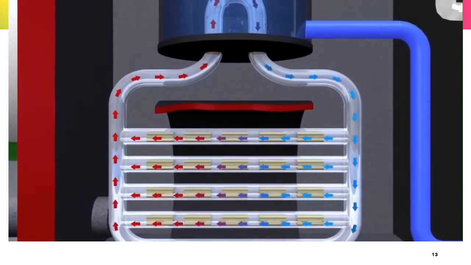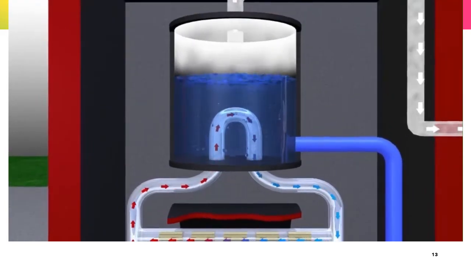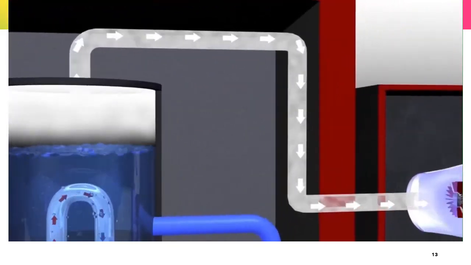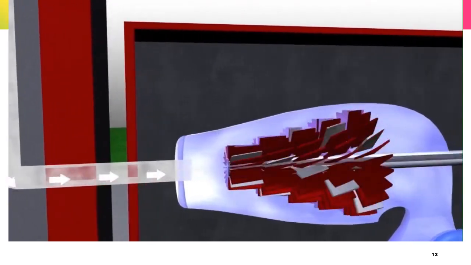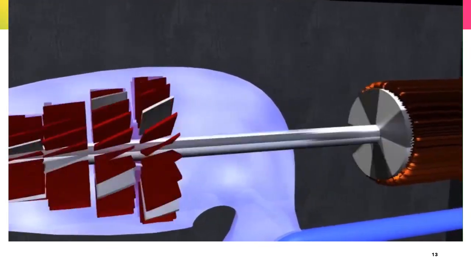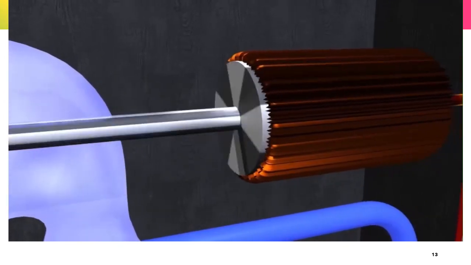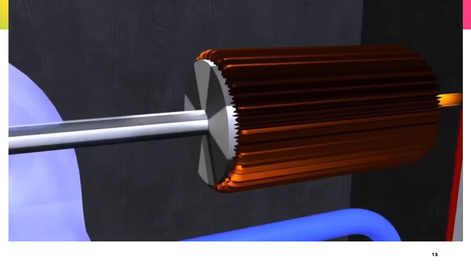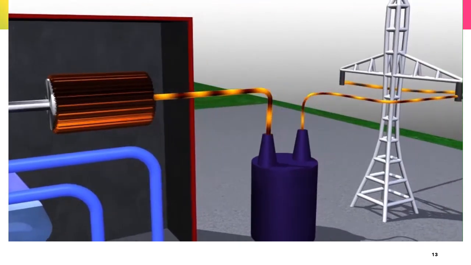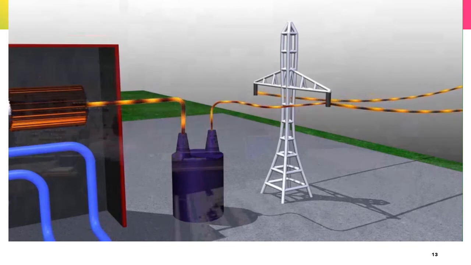Then, the boiling of water produces high pressure steam. Okay, it happens here. And then this steam is channeled to a large turbine that is connected to a rotor in a generator. Okay, this is the turbine and this is the rotor. The spin of the rotor produces an electromagnetic field that then produces electricity. Then the electricity is sent through transmission lines to homes and businesses.